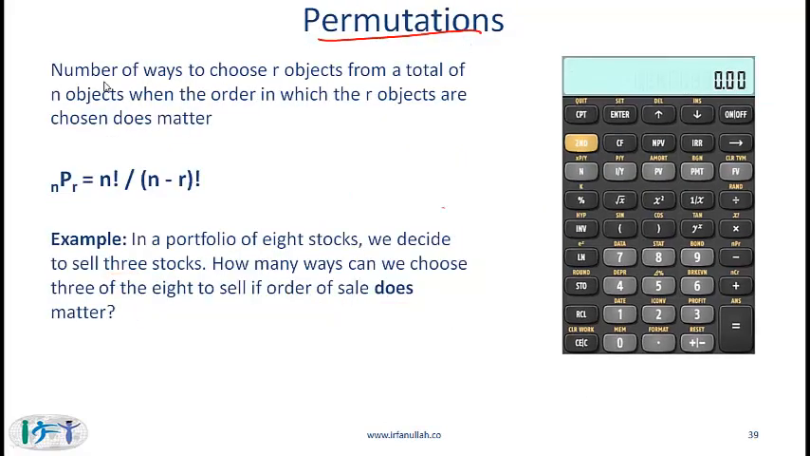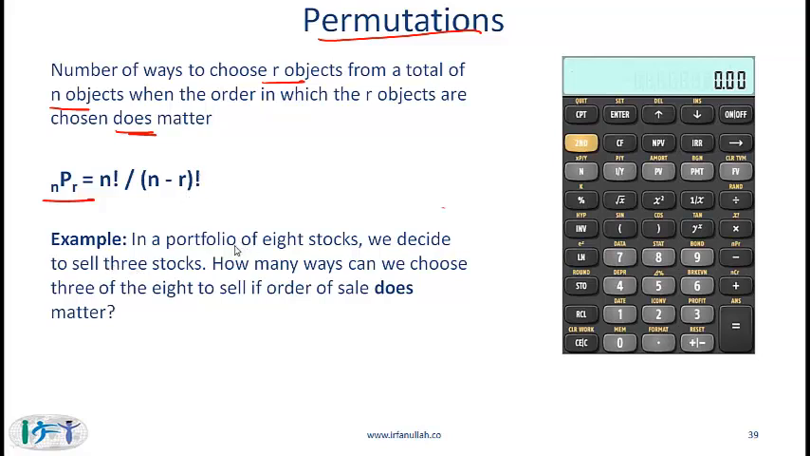Permutations. Permutations refers to the number of ways to choose r objects from a total of n objects, where the order in which the r objects are chosen does matter. Here is the formula for nPr: n factorial, that's the total number of objects, divided by n minus r factorial.